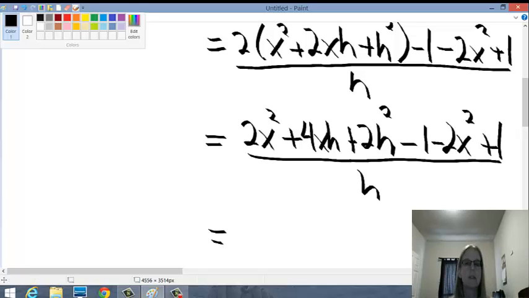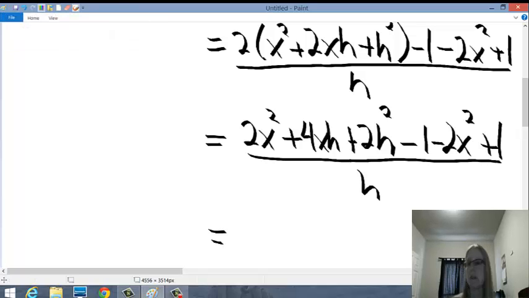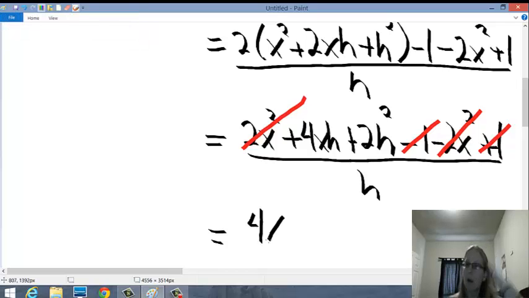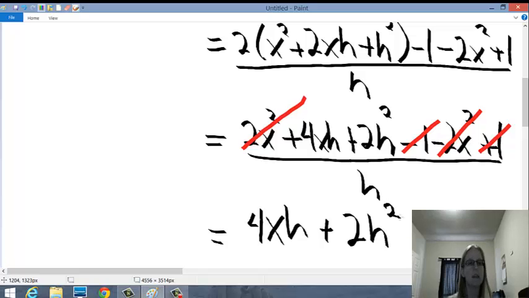Now we're going to go ahead and simplify by combining our like terms. So you can take a second to realize what's in common. The 2x squareds were in common, they canceled, the 1's also canceled. So what was I left over with? I was left over with the 4xh plus the 2h squared. Still had this all over h. So I'll divide all that by h.